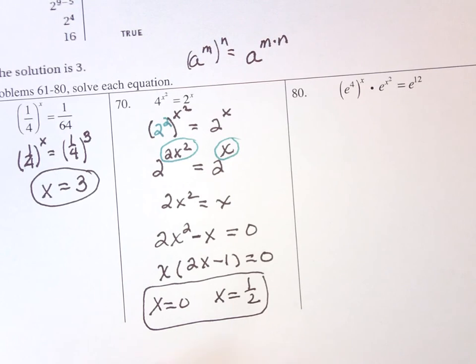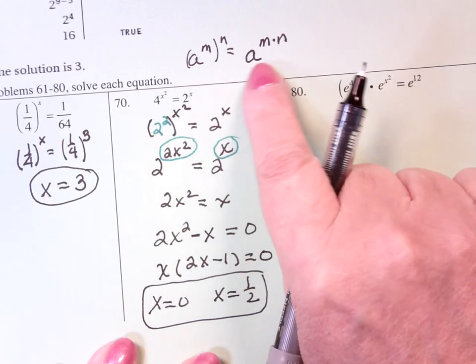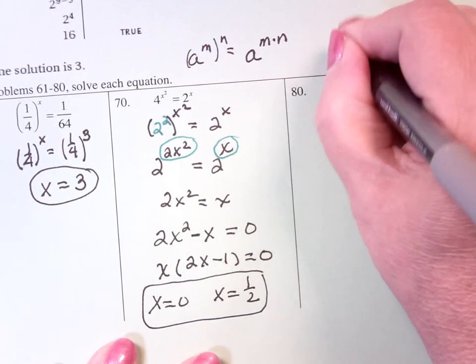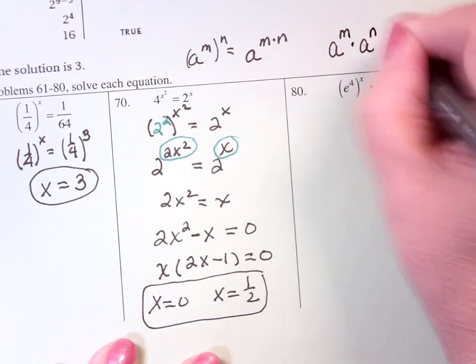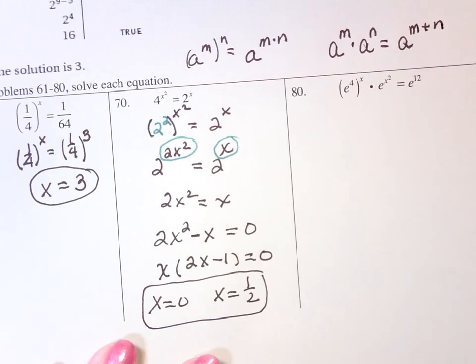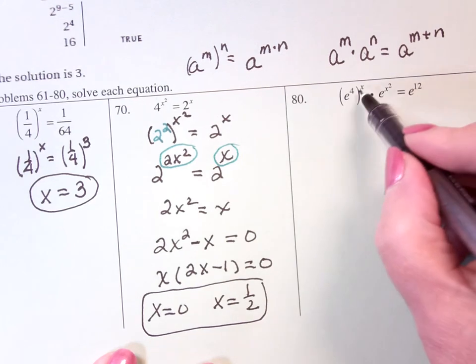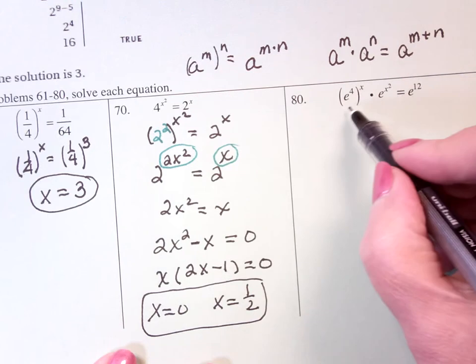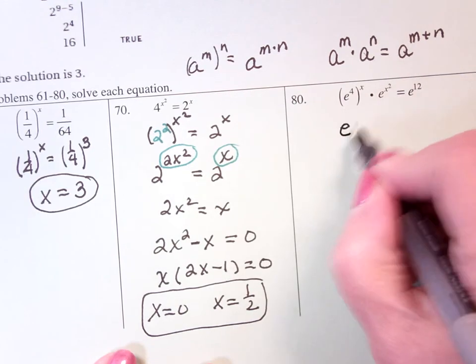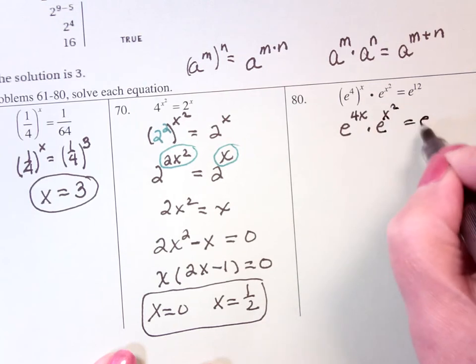Now this problem is getting us into the wonderful world of college algebra, because it's going to use 2 properties of exponents. It's going to use this property, and it's going to use this one. It says that a to the m times a to the n, if the bases are the same, you add the exponents. This is going to use the first one, which says e to the 4 to the x power is e to the 4x times e to the x squared equals e to the 12.